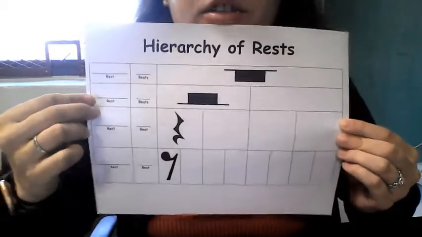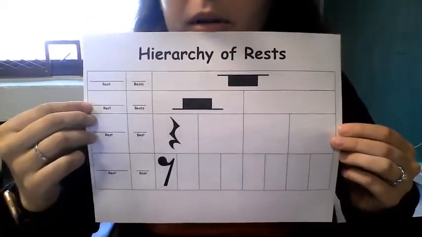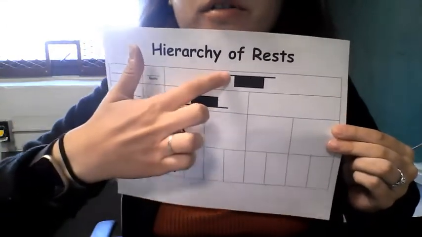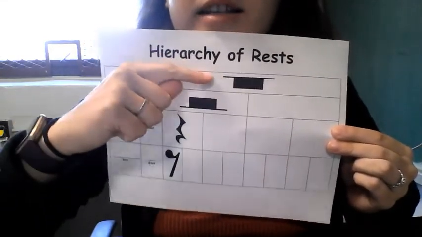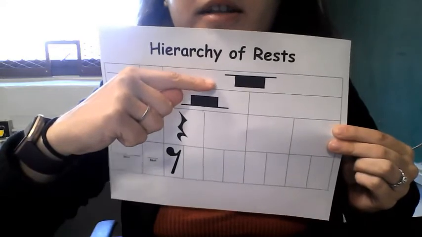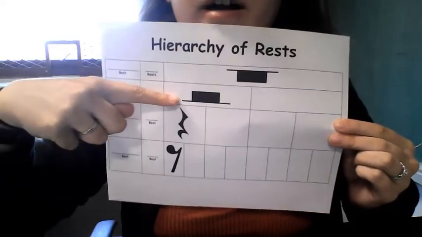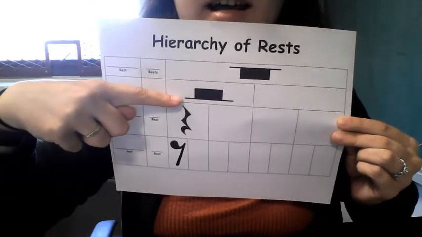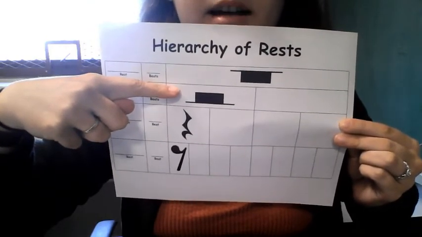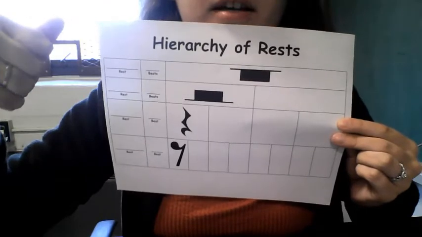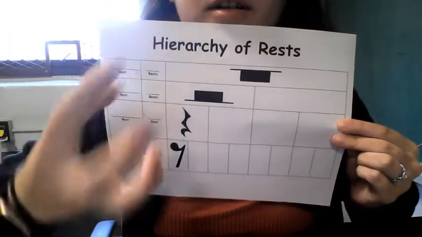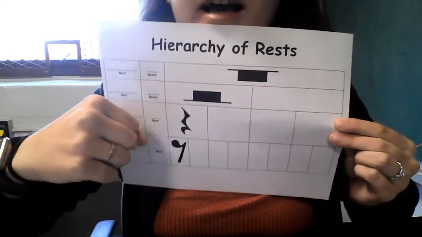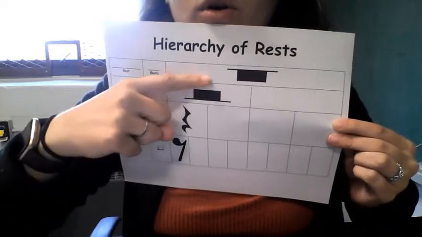Now, these two figures look very similar, but they are not the same. Let's look carefully. Our whole rest is worth 4 beats, and he likes to hang low underneath the line. But our half rest is worth 2 beats, and because he's lighter, he weighs less. He sits above the line. Another way you can think of it is our whole rest is in the ground like a hole, and our half rest sits up high like a hat. Half and hat, whole and hole.